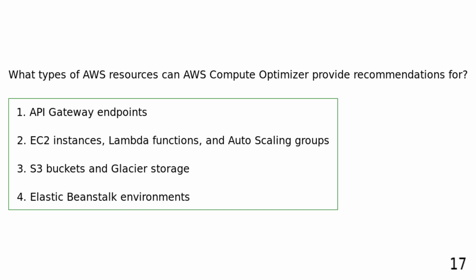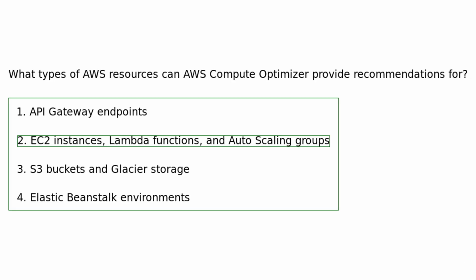What types of AWS resources can AWS Compute Optimizer provide recommendations for? API gateway endpoints. EC2 instances, Lambda functions, and auto-scaling groups. S3 buckets and Glacier storage. Elastic Beanstalk environments. AWS Compute Optimizer can provide recommendations for EC2 instances, Lambda functions, and auto-scaling groups to optimize performance.